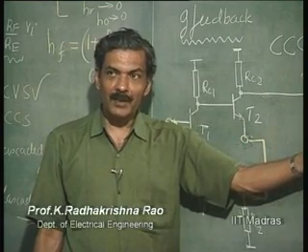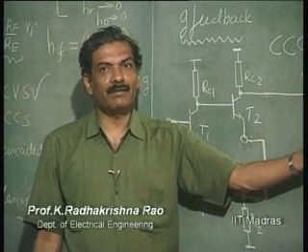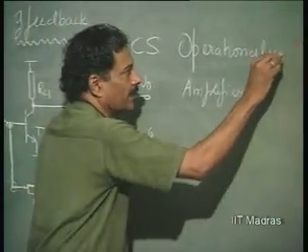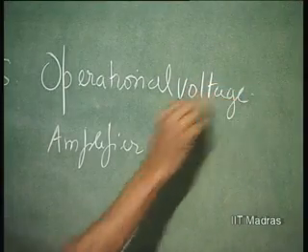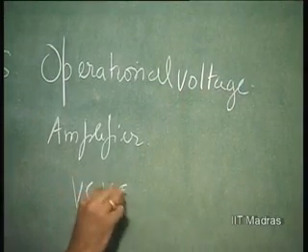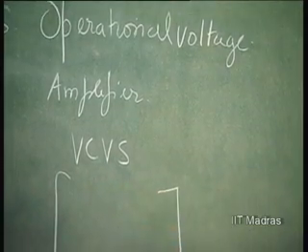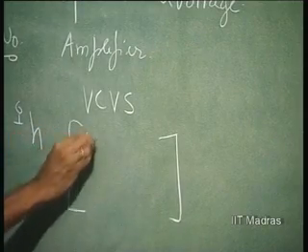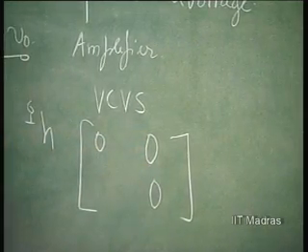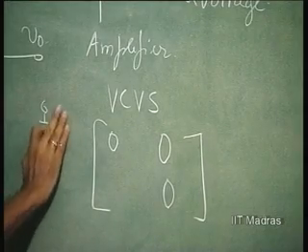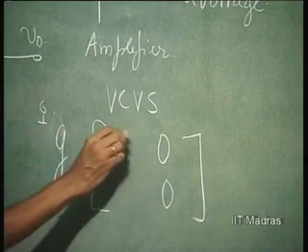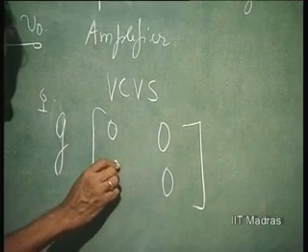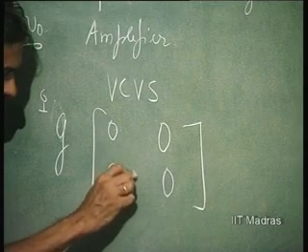The conventional operational amplifier, which is very popular like that of 741 or 747, is a voltage operational amplifier. That means, it is a voltage controlled voltage source with what kind of parameters we are talking of? G parameter ideally. Gi is 0, Gr is 0, G naught is 0, Gf is going towards infinity.